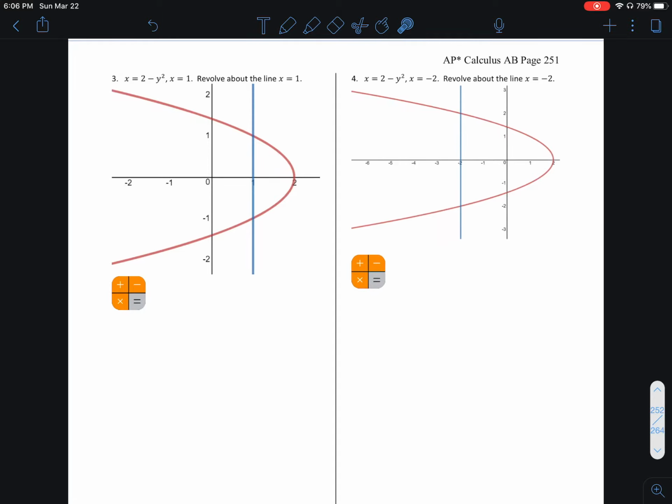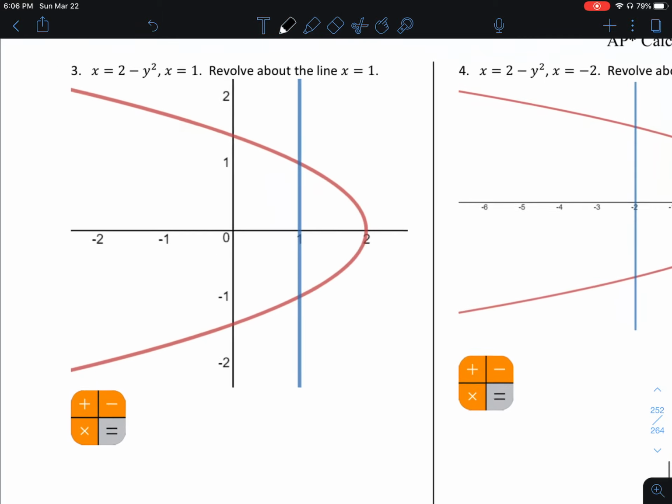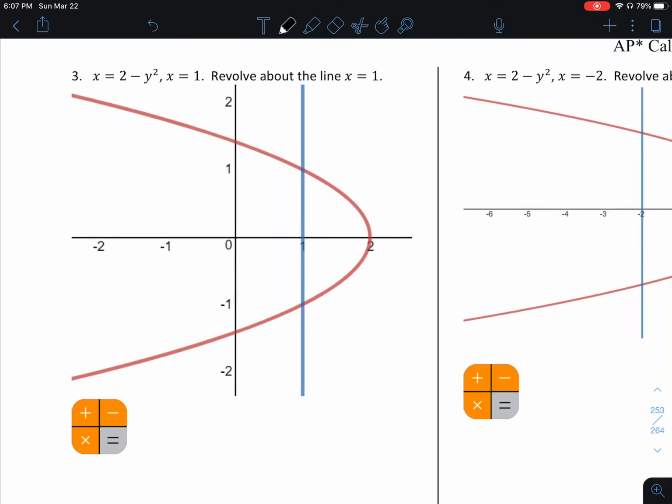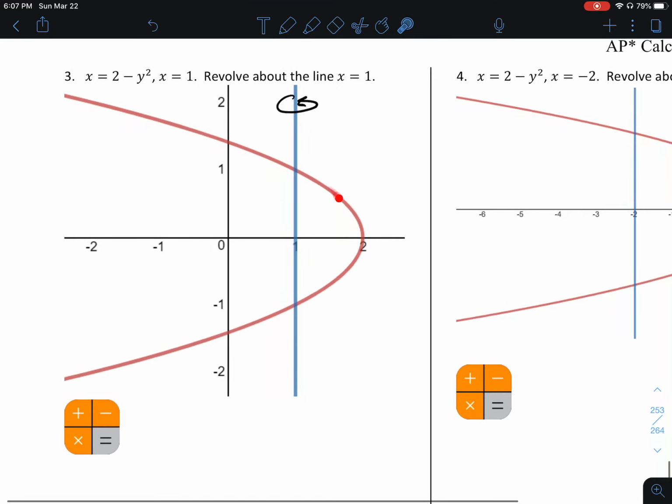Let's check out number 3. Revolving about the line x equals 1. All right, so this is our revolution. We've got the curve x equals 2 minus y squared, so that is this curve here. We've got x equals 1.